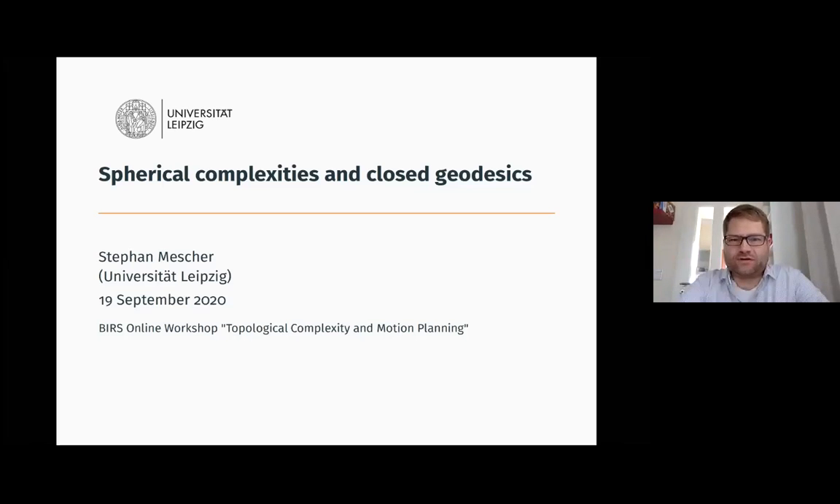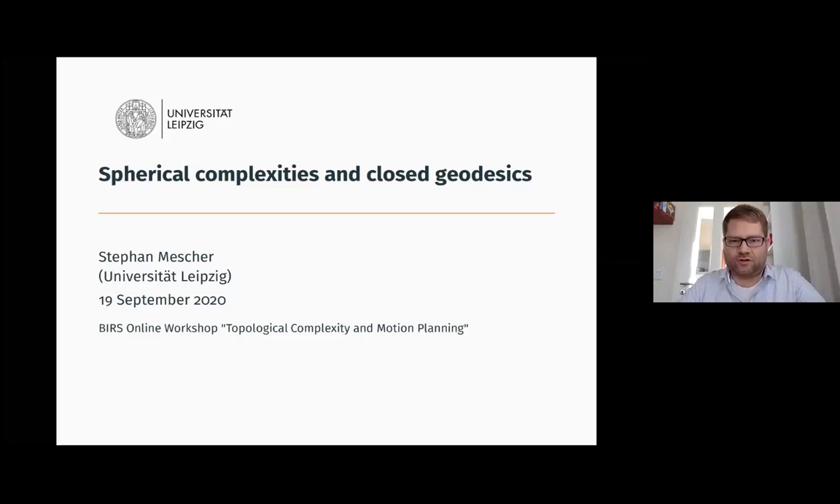Yes, I'm talking about spherical complexities and closed geodesics, which on the first side has nothing to do with TC, but I will define invariants called spherical complexities that are defined in a way similar to TC, which are then used for calculus of variations and to tackle the closed geodesics problem, which I will elaborate upon in a moment.